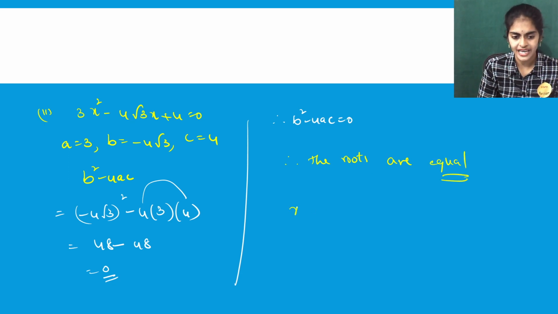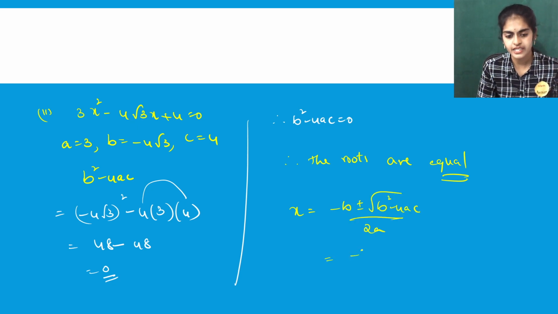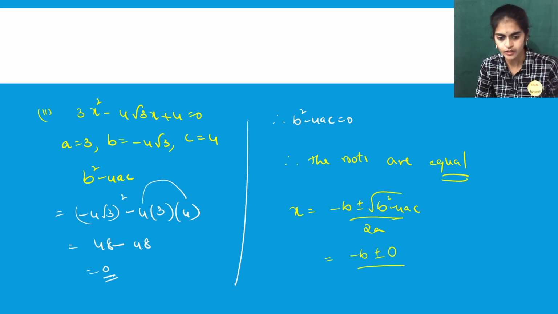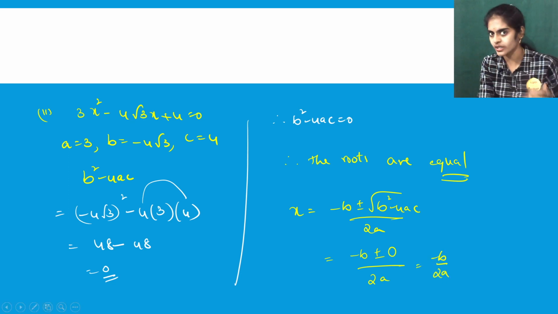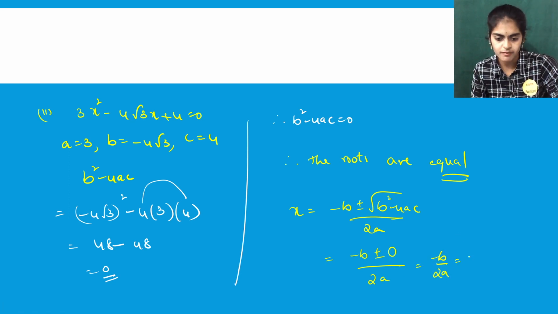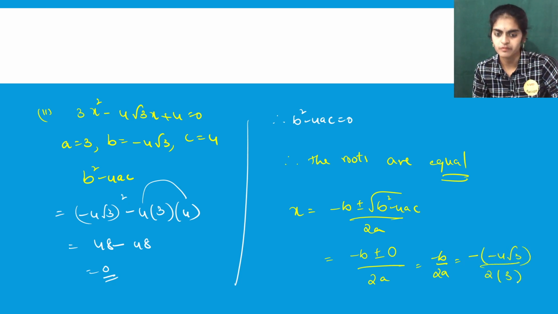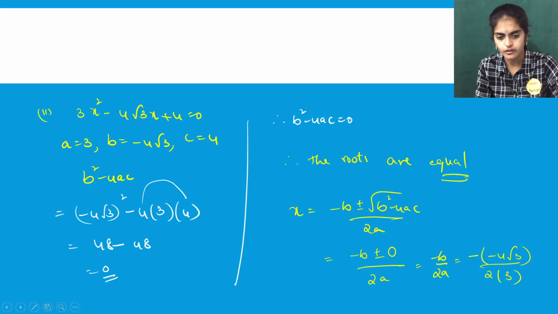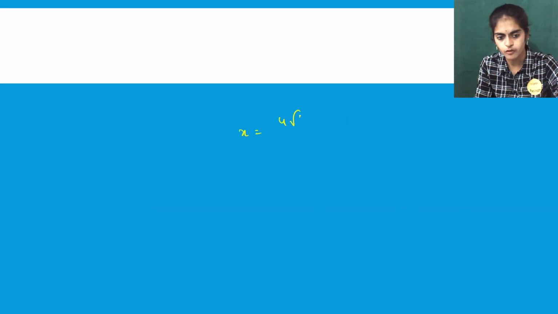So x value you will find by minus b plus or minus root over b square minus 4ac upon 2a. That is equal to minus b plus or minus, since b square minus 4ac is 0, 0 divided by 2 into a. So minus b by 2a is your value. I have already explained this also. That means minus b is minus 4 root 3 by a is 3. So what is the final value you are getting here? X is equal to minus into minus is plus 4 root 3 divided by 2 into 3.